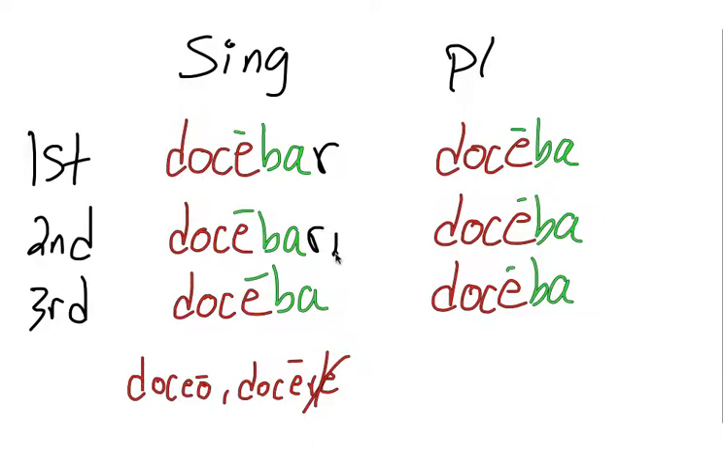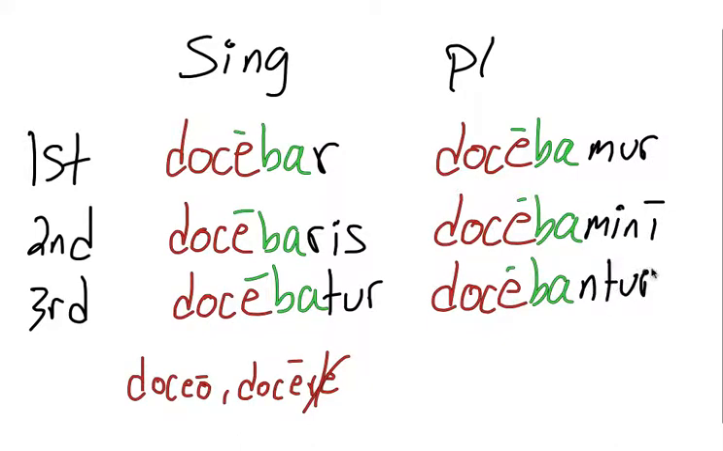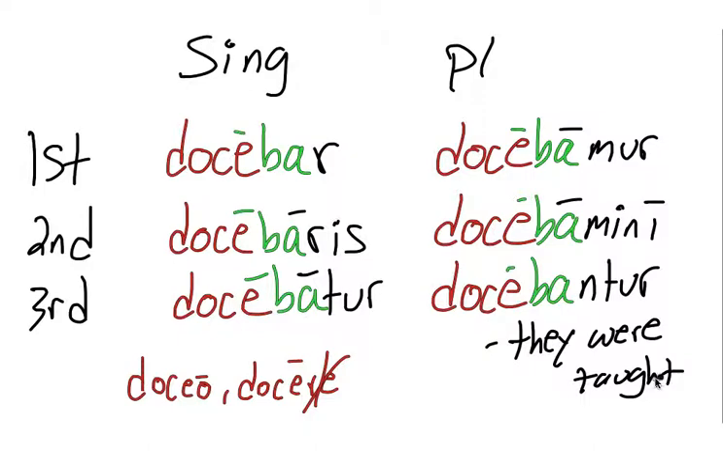So R, ris, tur, mur, mini, ntur. Okay, and again putting in macrons. And just to make this a little short, I'm going to translate just the third person plural here. So this docebantur would be they were taught, or they were being taught. Okay, obviously docebar I was taught, docebaris you were taught, docebatur he, she, or it was taught, docebamur we were taught, docebamini you all were taught, and docebantur they were taught. Okay, so that's how you conjugate imperfect passive for first and second conjugation.